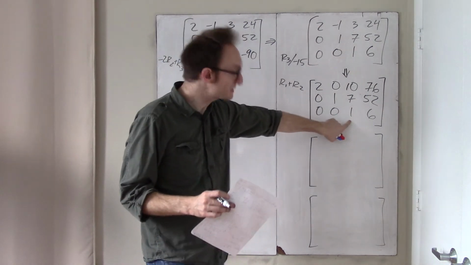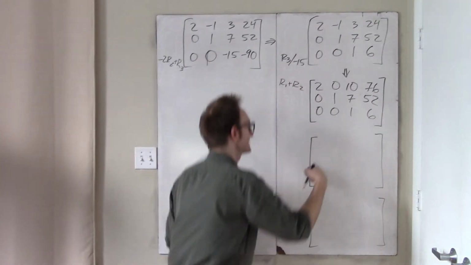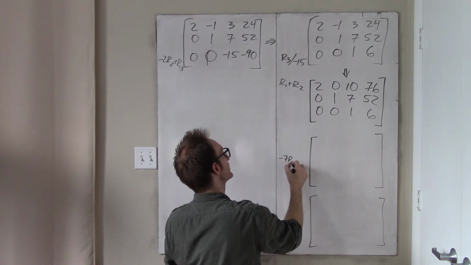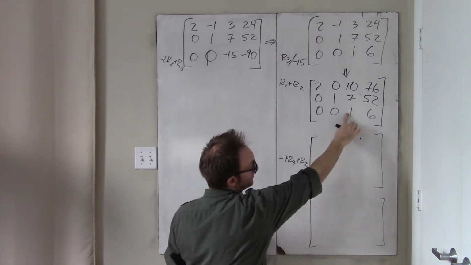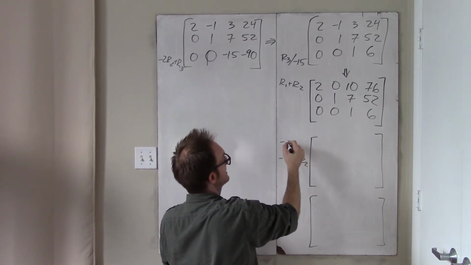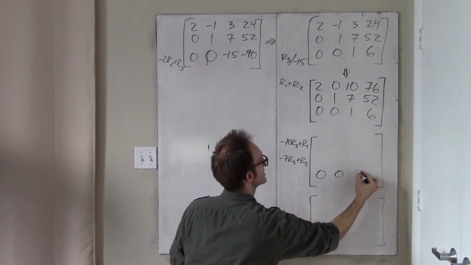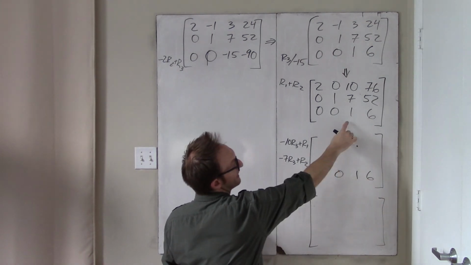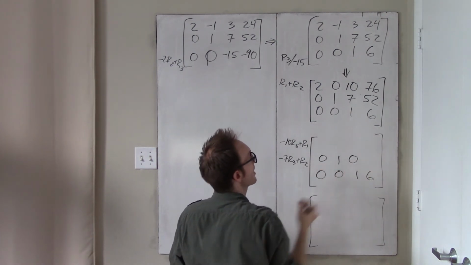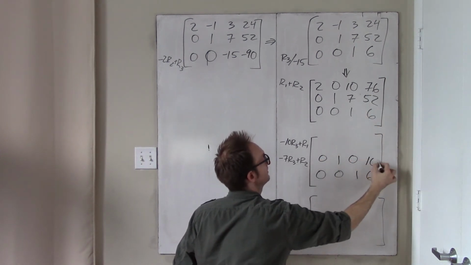Well, I can also use this 1 down here to clear all the space above it. And so now, leaving row 3 the same, I'm going to replace row 2 with negative 7 row 3 plus row 2 to kill that 7. And I'm going to replace row 1 with negative 10 row 3 plus row 1. So this stays the same, this 0, 0, 1, 6. But now, multiplying this row by negative 7, this gives me 0, 1, 0, and negative 7 times 6 is negative 42, and 52 is 10.